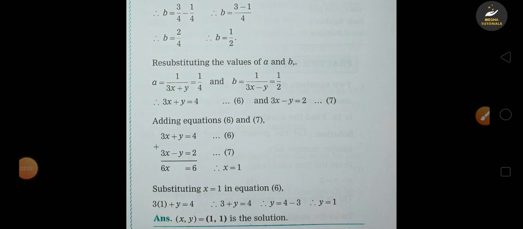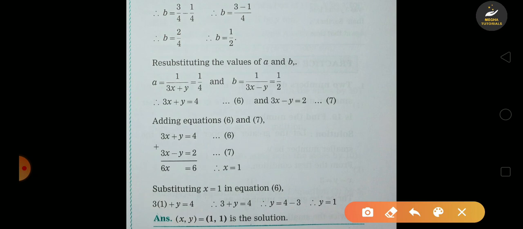So a is equal to 1 upon 3x plus y is equal to 1 upon 4. So taking inverse, you will get 3x plus y is equal to 4. And on this side b is equal to 1 upon 3x minus y is equal to half. After taking inverse you will get 3x minus y is equal to 2. So these two are new equations, equation 6 and 7. So we will solve these equations simultaneously.